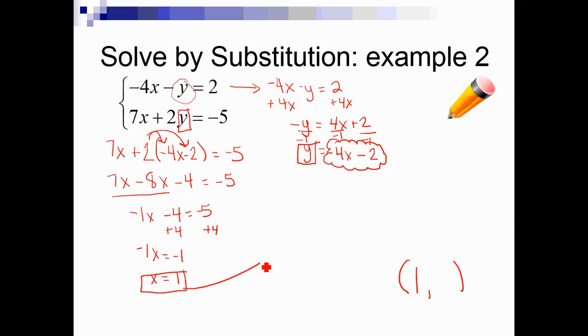So I'm going to take that x value right up here where it says y equals that stuff again. We're going to plug that x value in now. So it says y equals negative 4 times 1 minus 2. So negative 4 times 1 is still negative 4, minus 2 would be negative 6. So the y value is negative 6. So we found that intersection point without having to rely on graph paper.